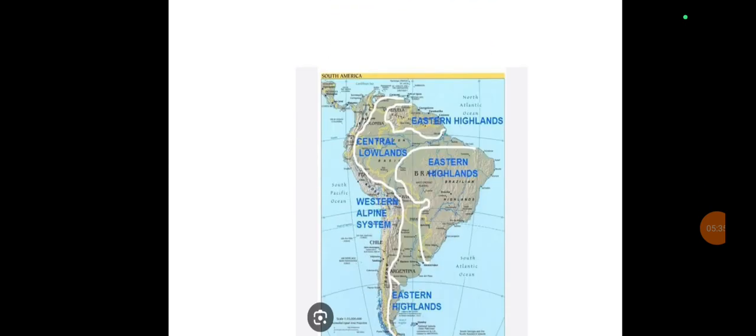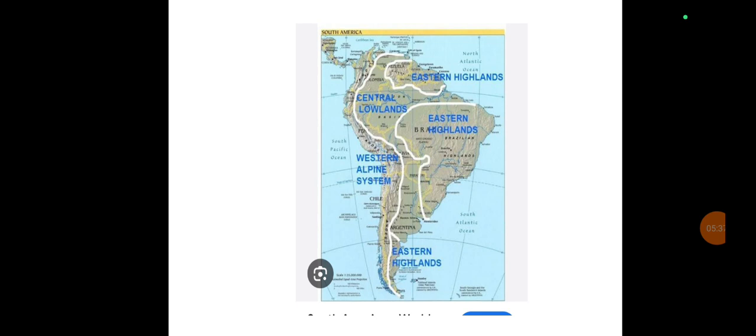So, in this particular image, let's see the four physical features of South America that we have studied. We have the Western Mountains, the Western Coastal Strip, the Central Plains, and the Eastern Highlands.